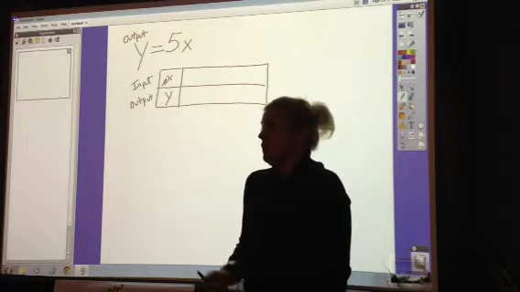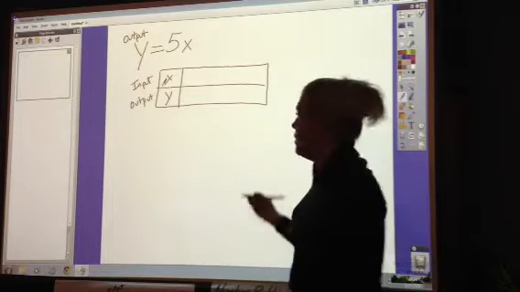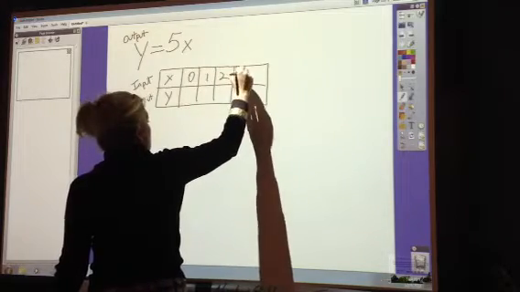Mrs. McEnroe said if you don't know, you could always do yada yada yada. What? 0, 1, 2, 3, 4. So good job on remembering. 0, 1, 2, 3, 4.